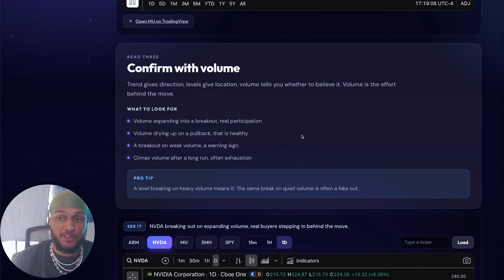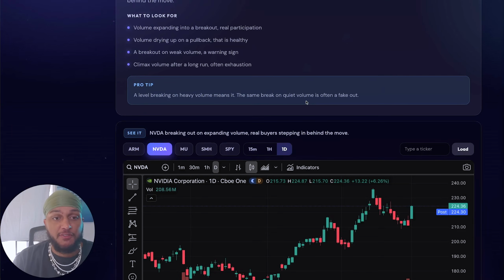Same thing on SPY: when you have an all-time high, or typically when you mark a bottom, that's when the most volume comes in, what we call climax volume or stopping volume. A level breakout on heavy volume means it. The same break on quiet volume is often a fake breakout.